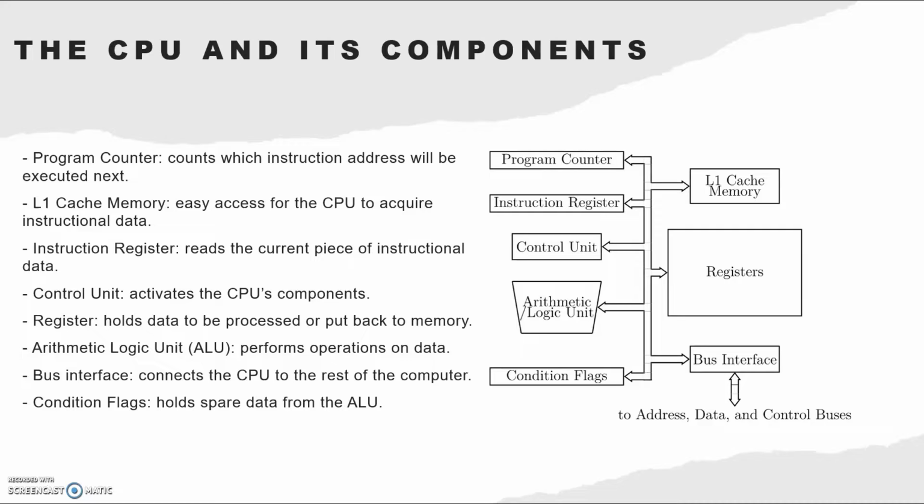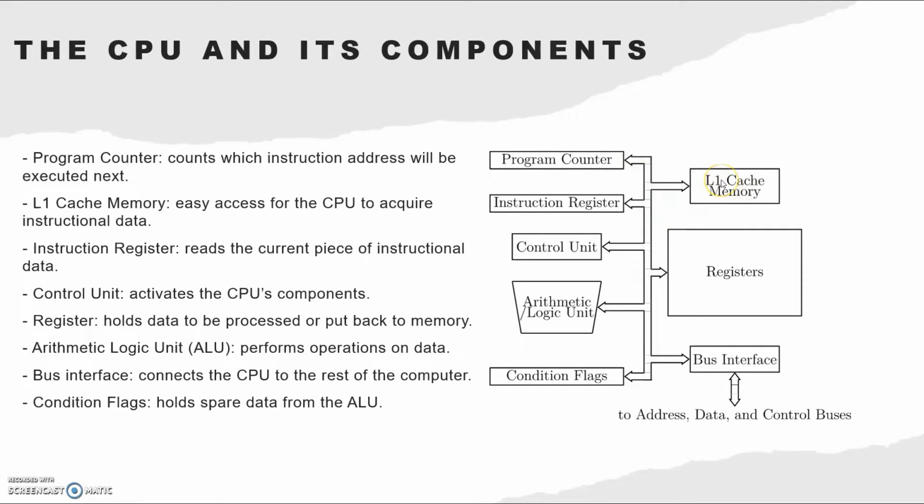It is made up of a collection of subsystems that help it operate, as you see right here. I will briefly describe them now, but we'll go into more detail about some of them a little later. Starting from the top, we have the program counter, which is a 32 or 64-bit register that holds the address of instructional data to be processed next.